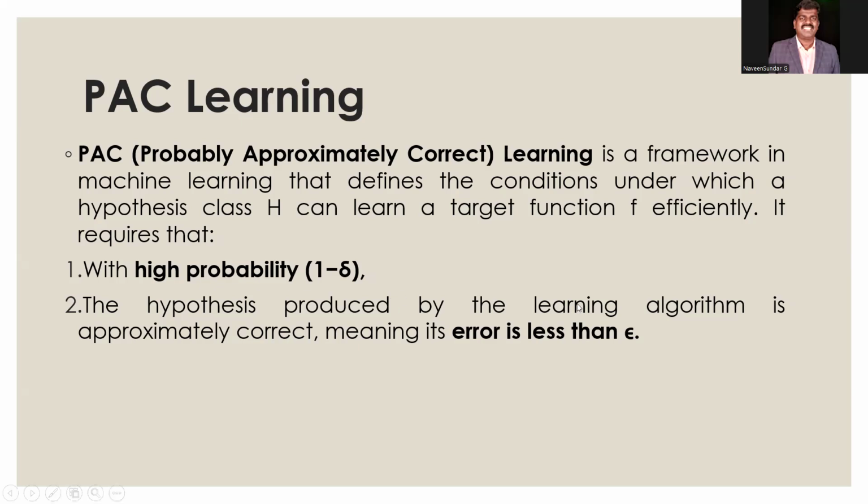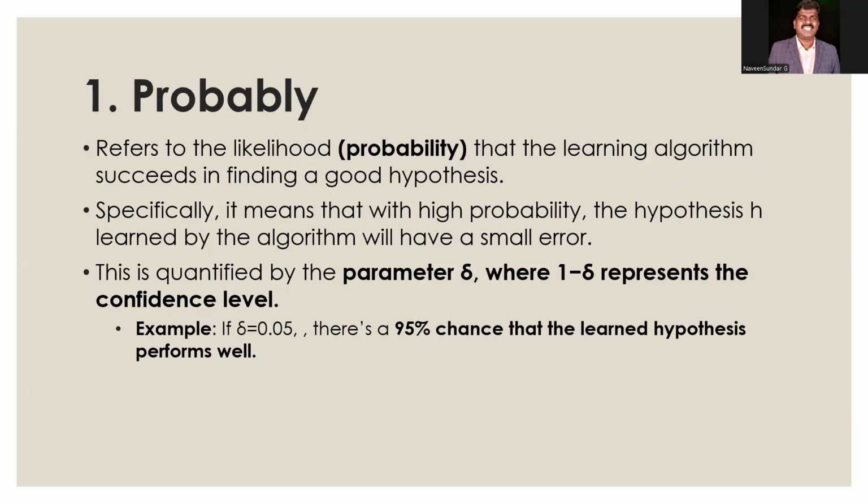Delta we will consider as a high probability, and epsilon as the error, which measures the error; less error means maximum accuracy. So epsilon is another notation. We are going to use this notation to bring approximately correct learning. That is the main focus of this PAC learning.